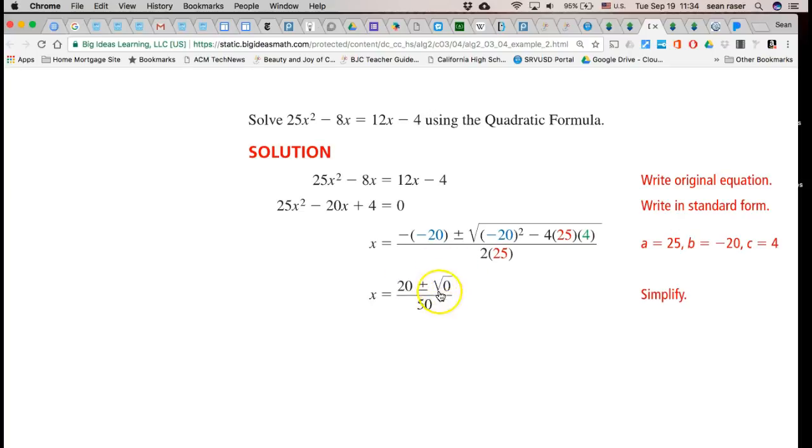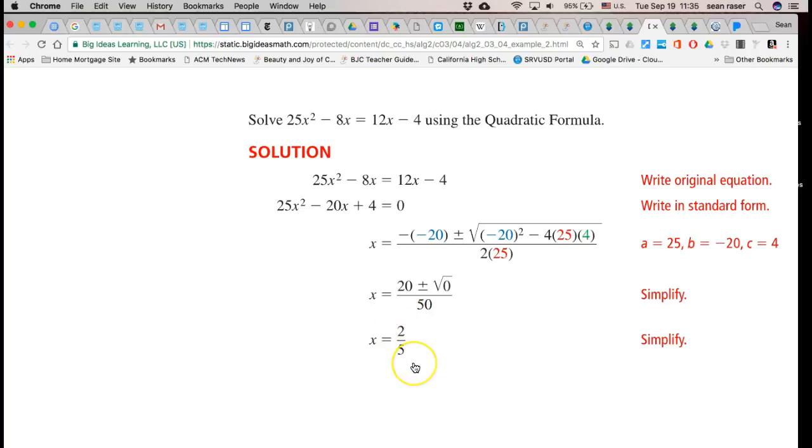So when you have a 0 underneath the radical, that's actually going to go away, and you're just going to be left with one single answer. You're going to be left with, in this case, 20 over 50, which simplifies down to 2 over 5. So what that means, in this case, is we only have one solution to this quadratic. Okay? When your radical goes away, you're not adding and subtracting something. You're just left with one fraction.